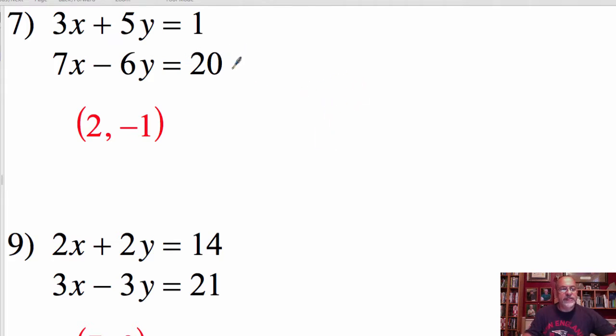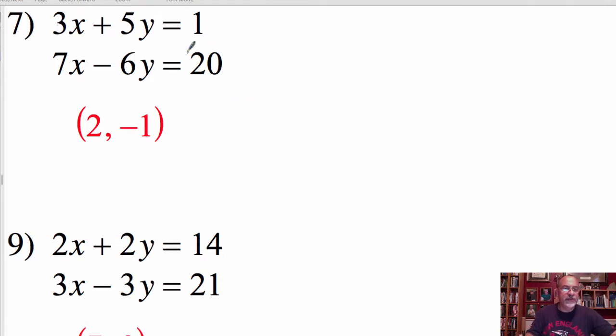So as I look at this next system, I notice again we don't have a variable that's solved for. We look for a coefficient of 1. We do not have one. We look for a coefficient that divides evenly into all the other terms. 3 doesn't divide evenly, 5 does not divide evenly, 7 does not divide evenly, 6 does not divide evenly. So I'm going to have to work with fractions. There's no way around it.